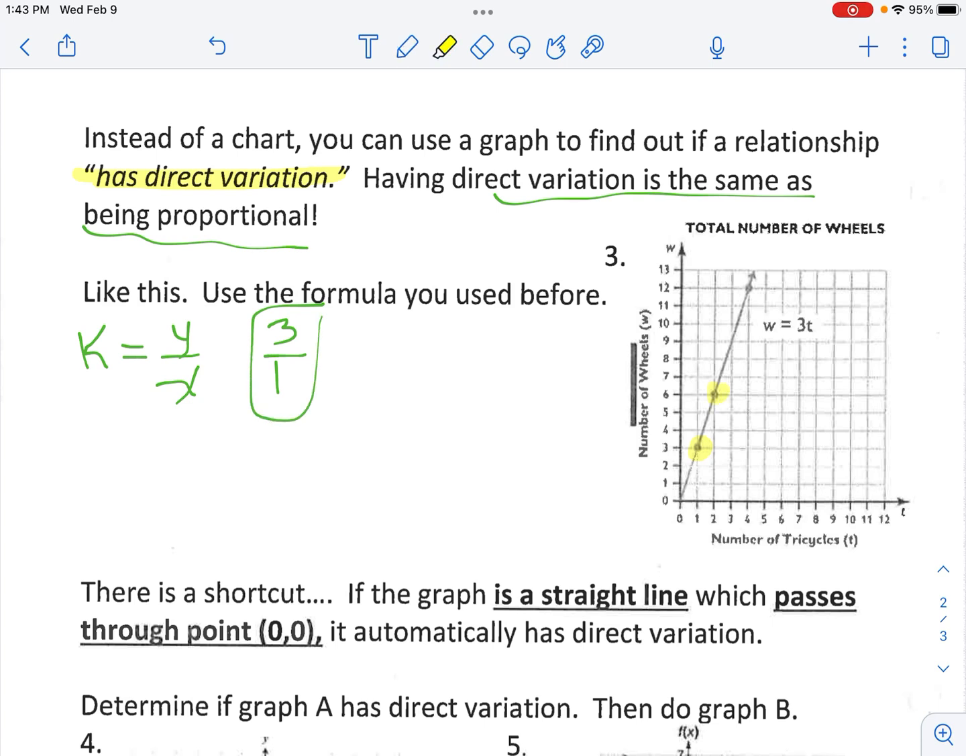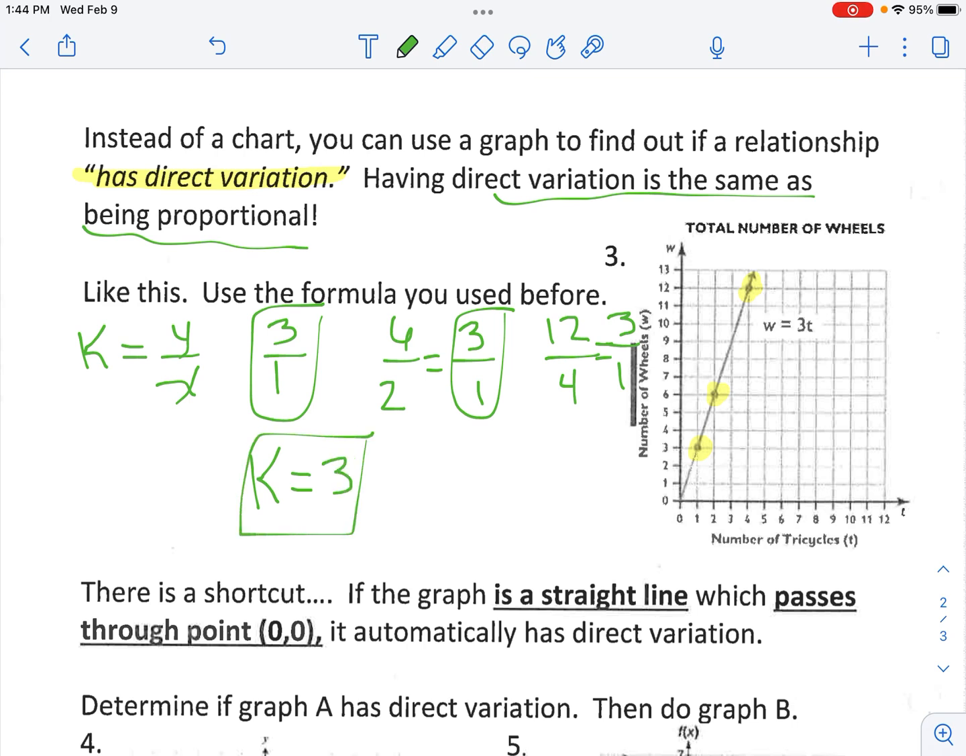If I go to my second point that I'm highlighting now in yellow above that, my y is 6 and my x is 2. Oh, but look at that. That would reduce to 3 to 1. If I look at my last point way up here at the top, my y value is 12 and my x value is a 4. Well, 12 to 4 also simplifies to 3 to 1. So that would be a constant of 3. K equals 3 is how you would write that answer.